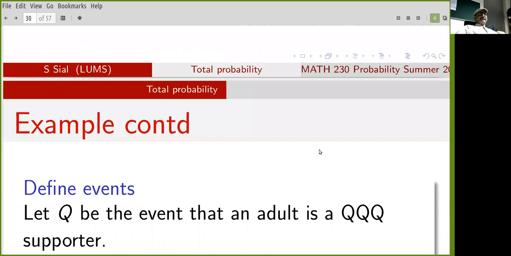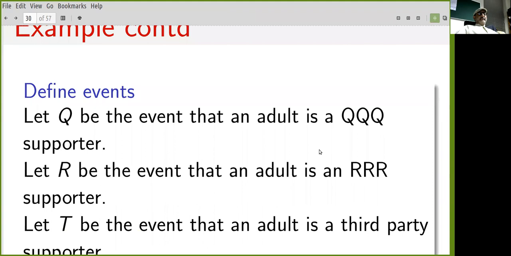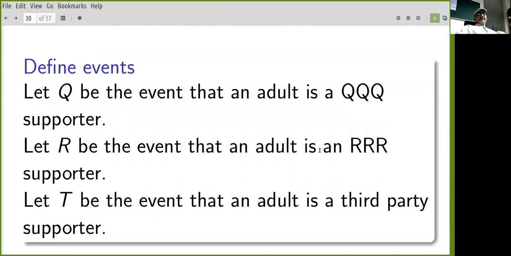Okay, so let me try partitioning it this way. I can partition all of these adults into those that like the QQQ party, those that like the RRR party, and those that like some third party. So let Q be the event that an adult is a QQQ supporter, let R be the event that an adult is a RRR supporter, and let T be the event that the adult supports some other party. Okay. Now these partition that set of adults, right? Because there's no overlap. You made a definite commitment to one party or the other when you answered the survey.